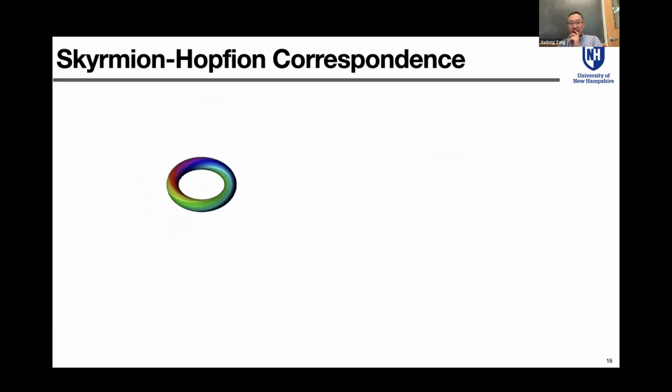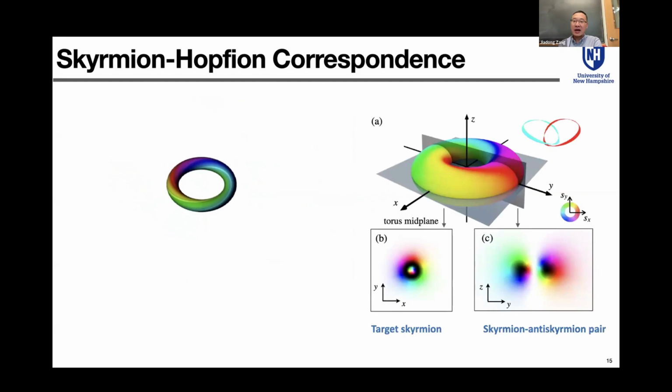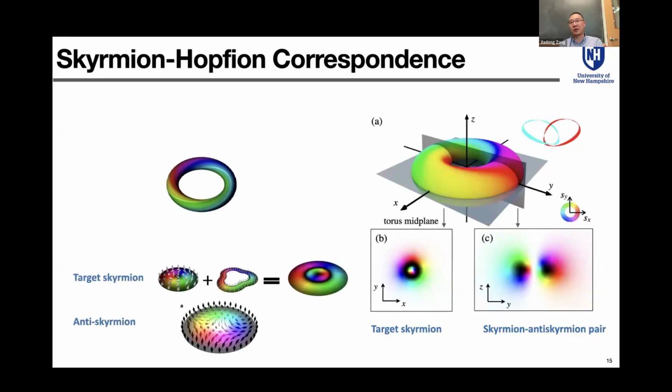And if you take a cross section on the XY plane of the torus of this Hopfion, what you get is a target skyrmion. So this is a center skyrmion wrapped by a circular helical stripe. And if you take a cross section along the YZ plane, what you get is a pair of skyrmion and anti-skyrmion. So that means if you image the Hopfion in different directions, you'll get completely different images, no matter whether you're doing it with X-ray or Lorentz transmission electron microscope.